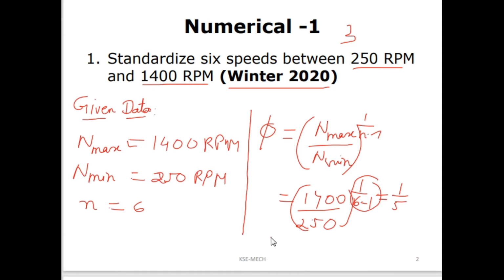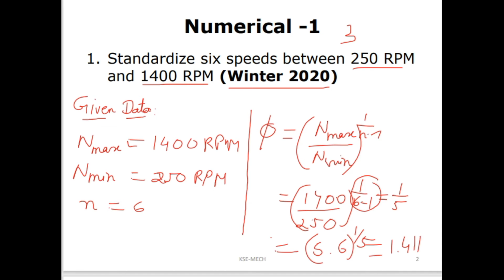So if we calculate 5.6 raised to 1 upon 5, it means we have to calculate the fifth root of 5.6. If we calculate that value, the answer will come to around 1.411. That will be the answer of the progression ratio.